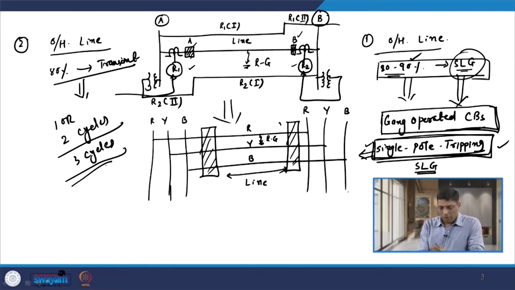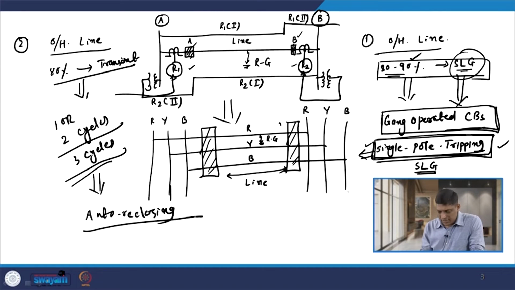So, if such faults are transient in nature and they die down after maybe 2-3 cycles, then there is no need to trip the circuit breaker permanently. So, what they are utilizing is another philosophy that is known as auto reclosing. So, what is auto reclosing?